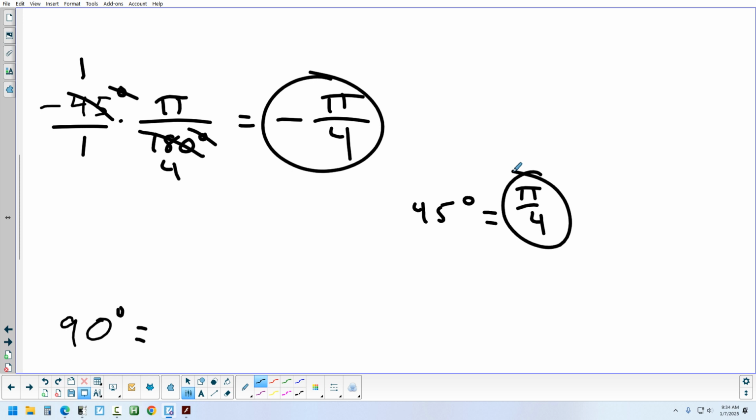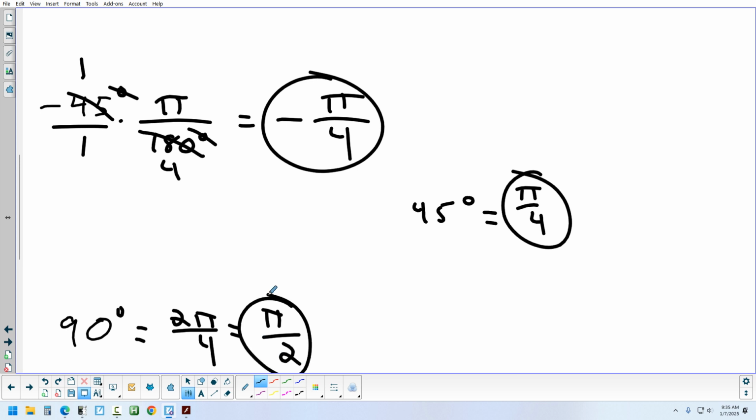How about before you reduce it, what would you get? If you double pi over 4, you have 2 pi over 4. So all we did that time is we took something we already know and we doubled it, because 90 is double 45. And then if you reduce it, what would you end up with? Pi over 2.